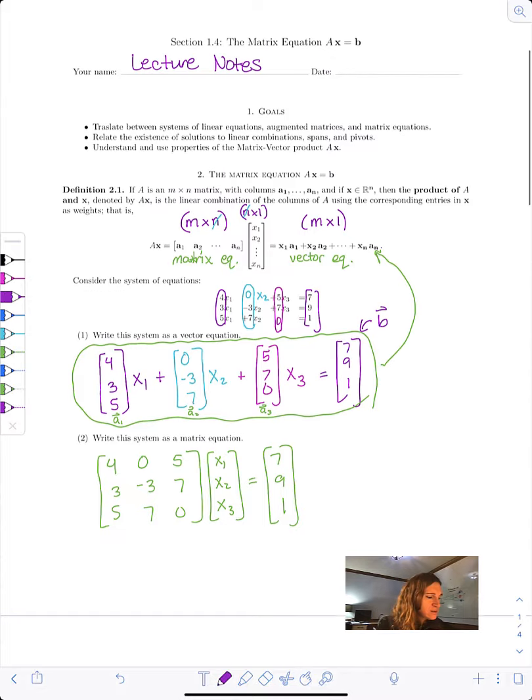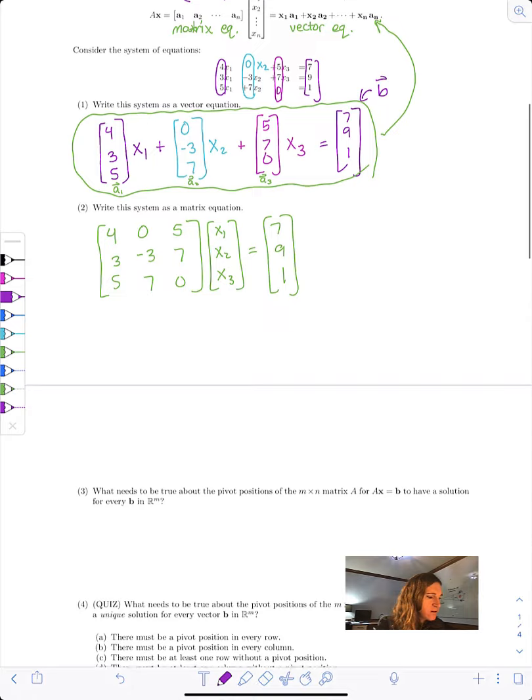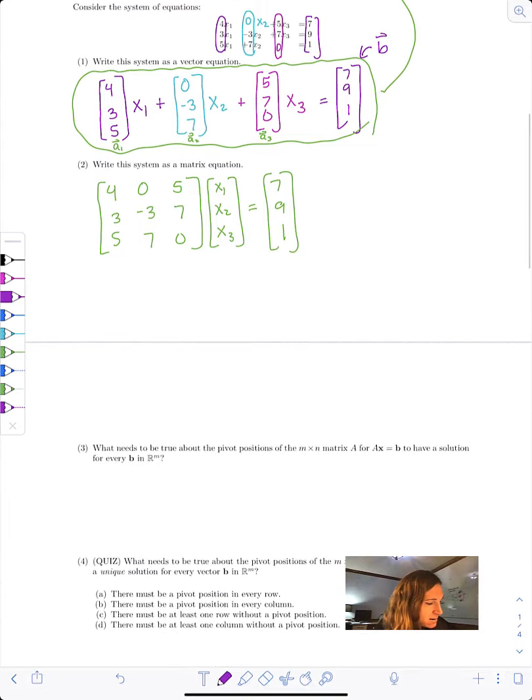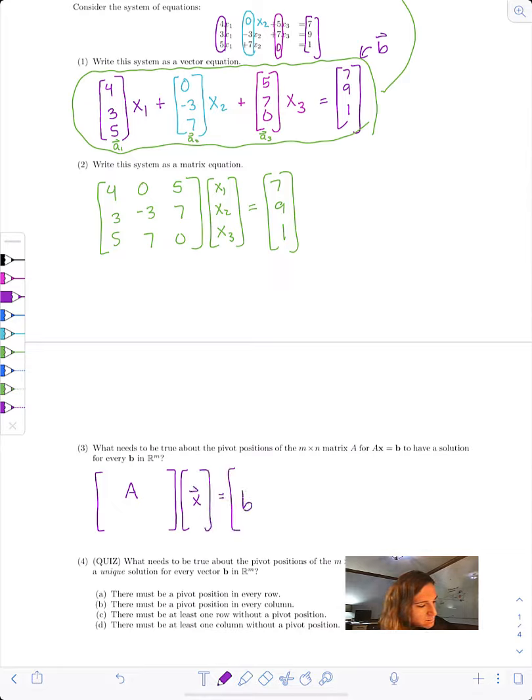And now we have a couple of questions about these. First of all, what needs to be true about the pivot positions of an m by n matrix A so that Ax equals b has a solution for every b? One thing you want to keep in mind here is that we're talking about the matrix A. So we have A times X equals b. So we're talking about the coefficient matrix.